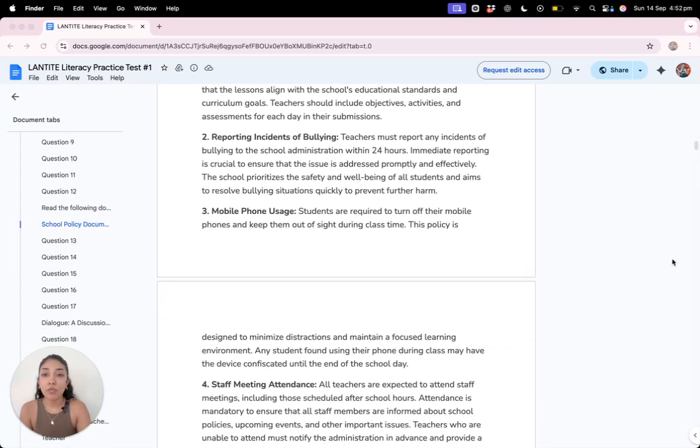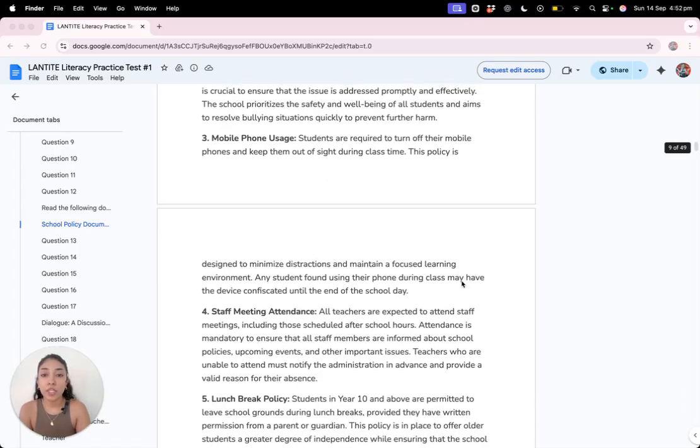Number 2, reporting incidents of bullying. Teachers must report any incidents of bullying to the school administration within 24 hours. Immediate reporting is crucial to ensure that the issue is addressed promptly and effectively. The school prioritizes the safety and well-being of all students and aims to resolve bullying situations quickly to prevent further harm.